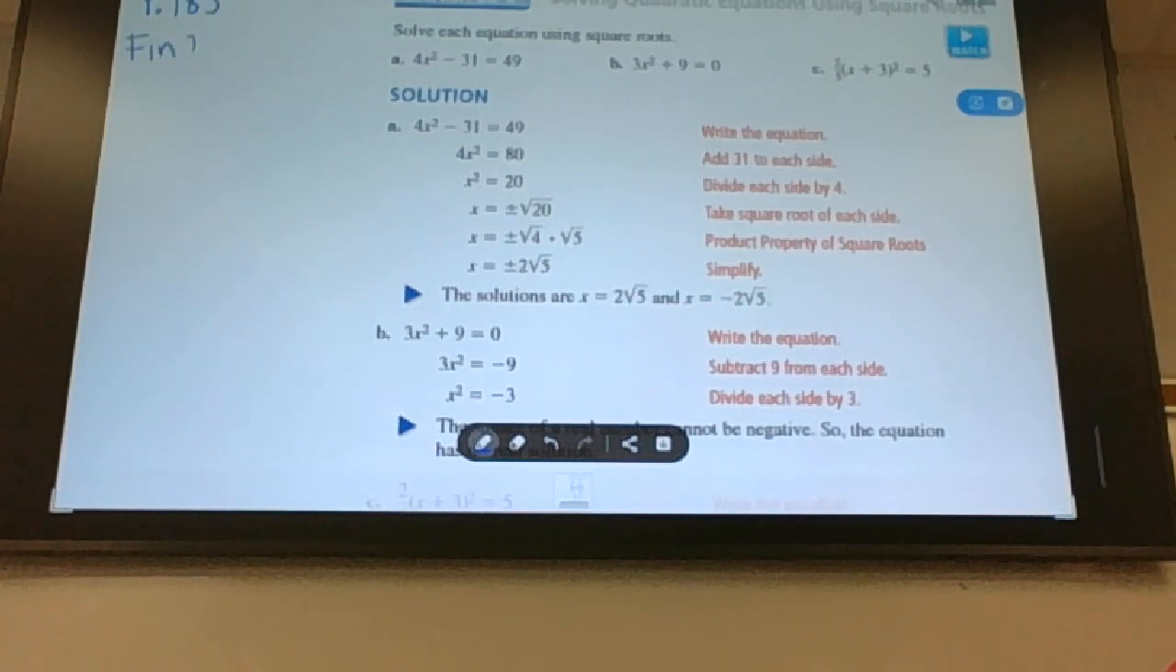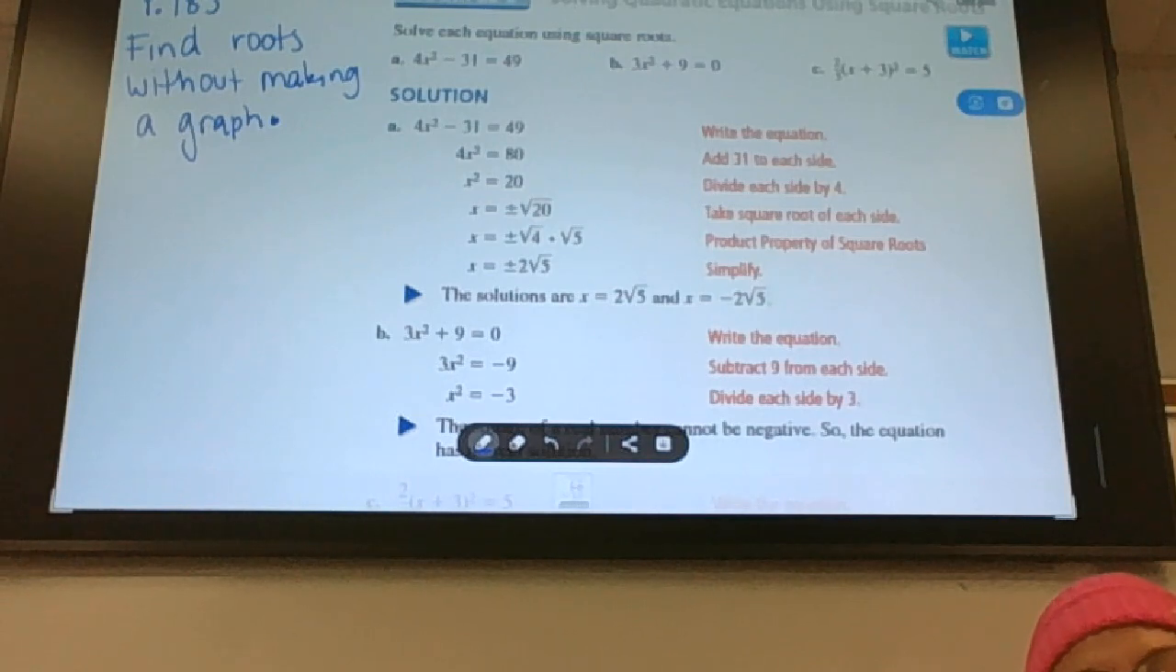Page 183 is all about, can we please just find the roots without making a graph? Can we please do that? Yes, you can. You can find roots without making a graph. There's other ways to do it. Making a graph takes a long time. It's a lot of work. So let's do it without graphing. So, yes, all of the limitations will come into play for any parabola that actually never crosses the axis. No solution.